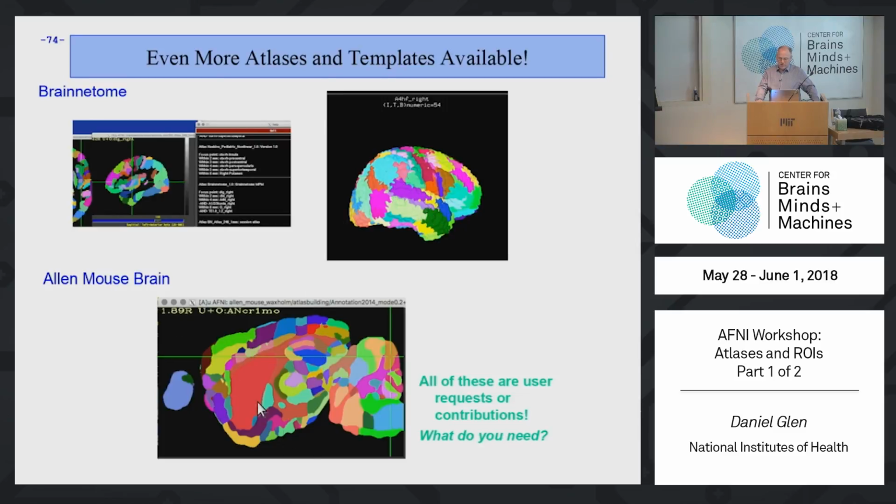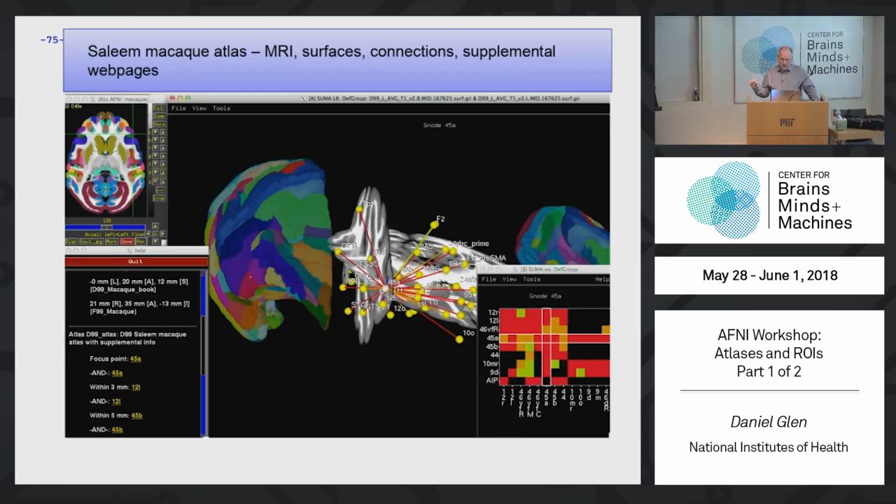And we have the Allen mouse brain. So all these are things that people have asked for. A great long-term project that we've done for many years is with Kadharbatcha Saleem, who did the Macaque Atlas. First, he did a paper version, and that had been available for many years, and is generally regarded as the best macaque brain atlas.